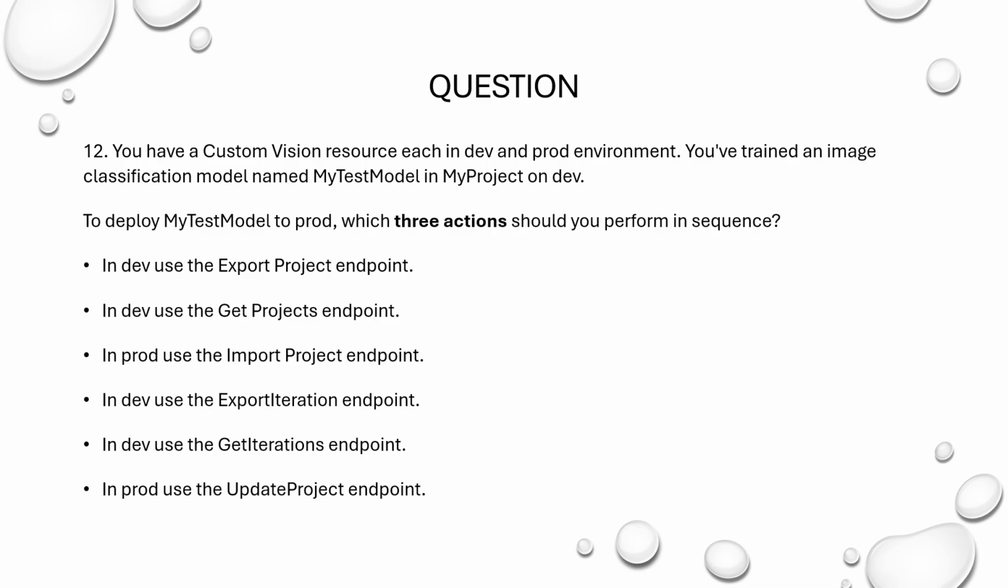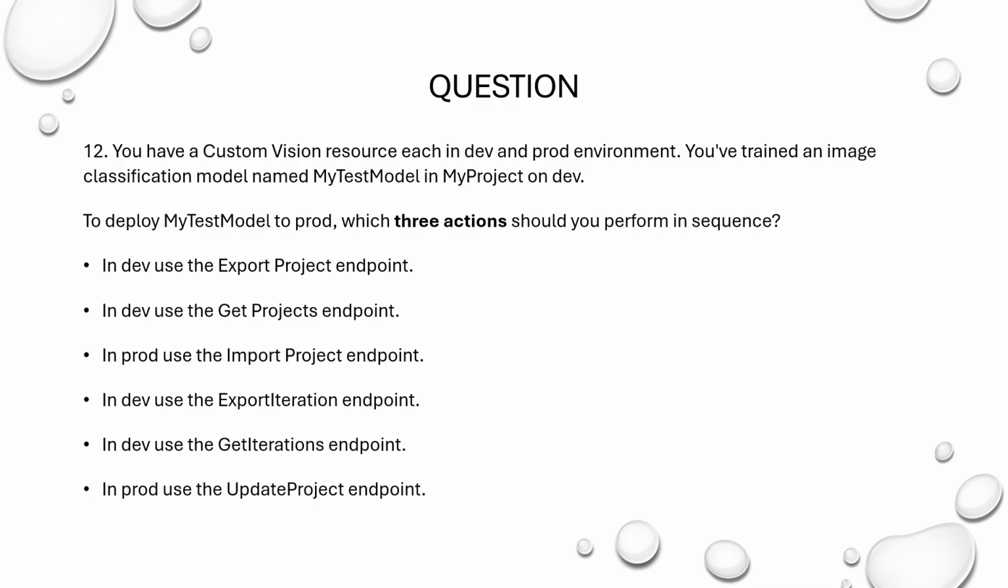Now the options: in dev, use the ExportProject endpoint. In dev, use the GetProjects endpoint. In prod, use the ImportProject endpoint. In dev, use the ExportIteration endpoint. In dev, use the GetIterations endpoint. In prod, use the UpdateProject endpoint.